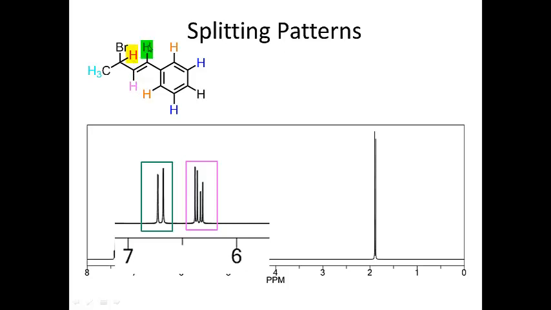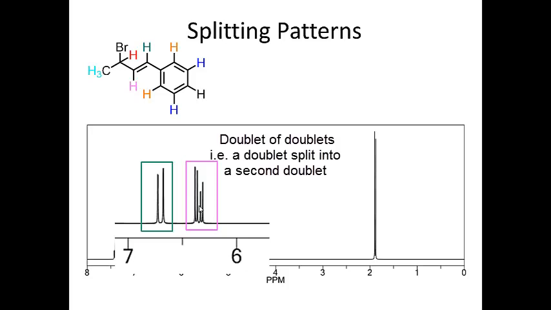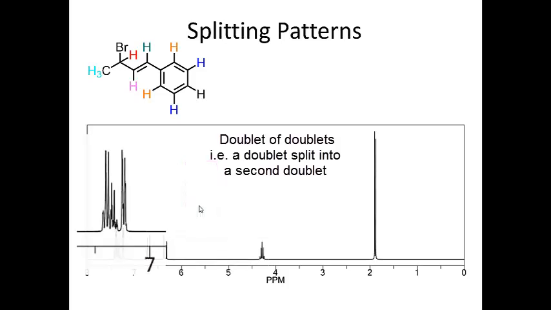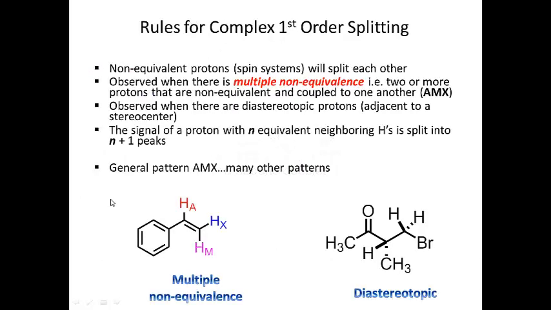That's what we call complex splitting. That's why you see the signal being split like this. That splitting pattern is what we call a doublet of doublets. We're going to talk more about that in a second. And then this is just a zoom of the aromatic region. But let's talk more about that doublet of doublets.